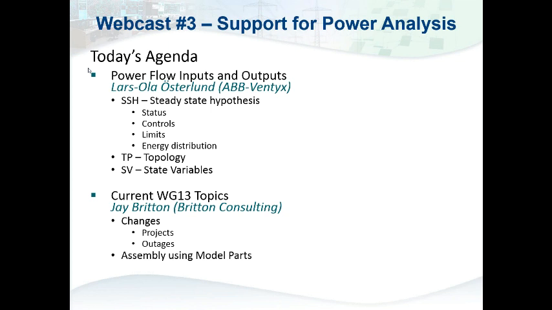So here's what we have on tap today. Lars Ola Osterlund is going to talk about how the CIM supports the inputs and outputs of power flows. So the steady state hypothesis information that makes up the input, and the topology and state variable information that comprises the outputs. Then Jay will give us a high-level overview of some of the topics currently under discussion in Working Group 13, like changes to the physical network model, which are often referred to as projects. And also he'll briefly introduce the notion of assembling full models from model parts.